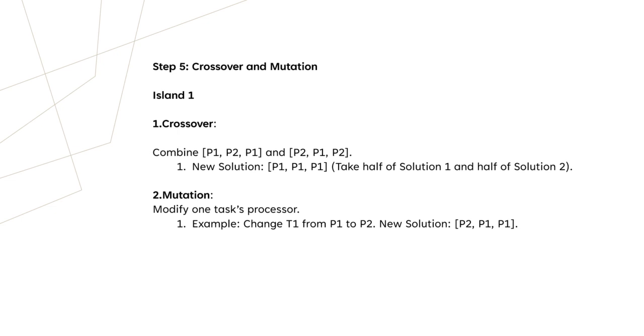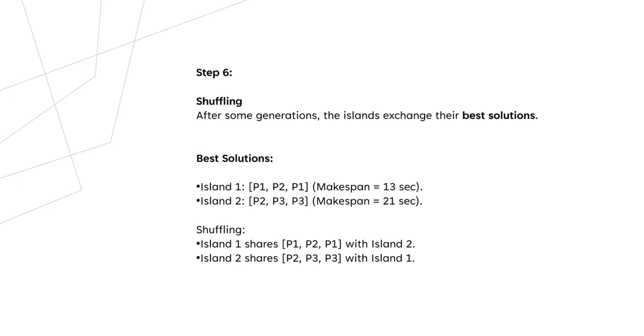Yeah, sorry. So now the second thing is mutation. Then we have done some mutation in it. Mutation is actually changing tasks from one processor to another, so we can identify what will be the processor time. So let's move to step six. Then we do some shuffling in our solutions. So we can do it again.